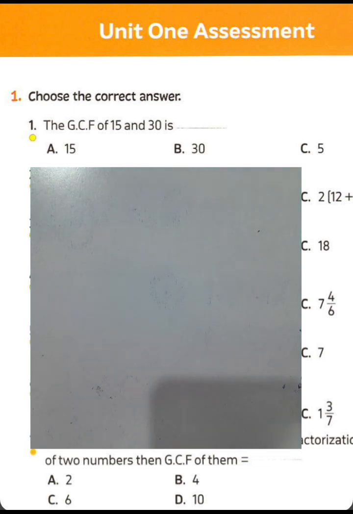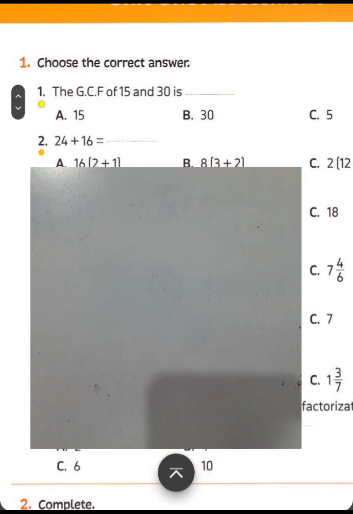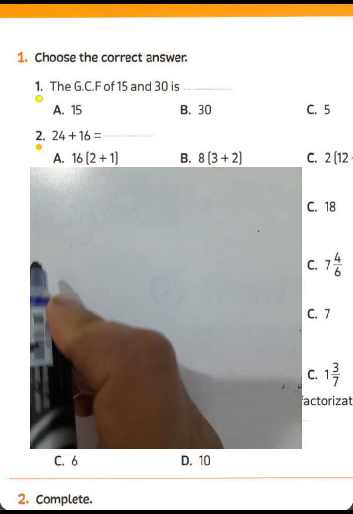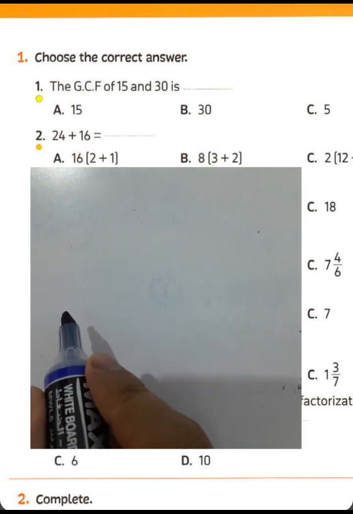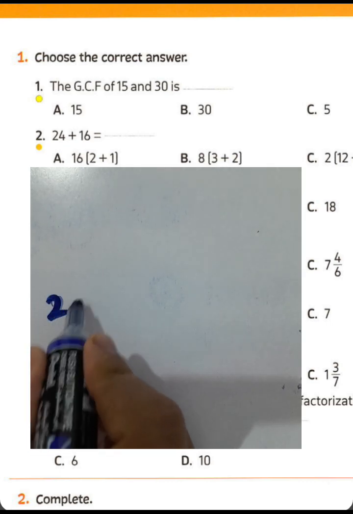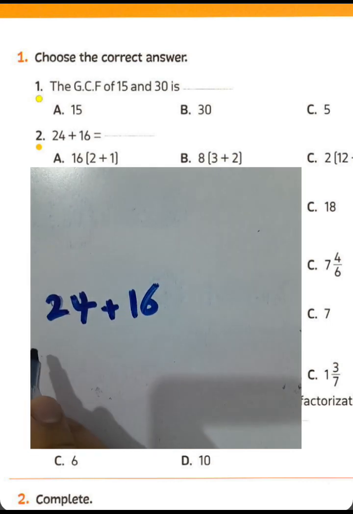Question number 2: 24 plus 16 equals. We can write this expression in a new form. Look here, 24 plus 16. First, we must find the greatest common factor between 24 and 16. 24 and 16 can both be divided by 8. 8 is the greatest common factor between them.